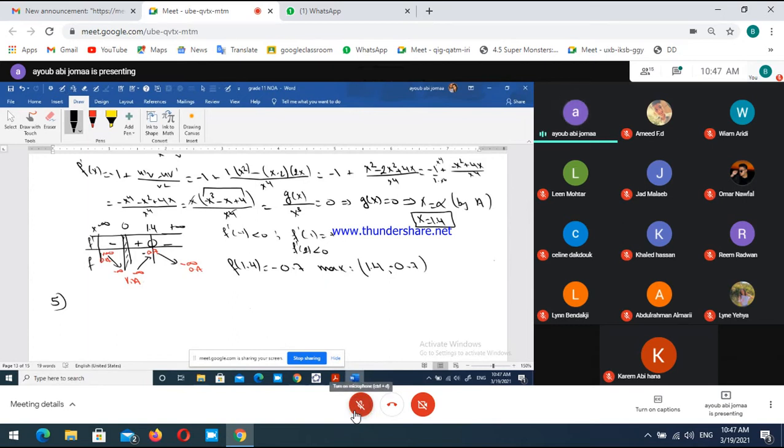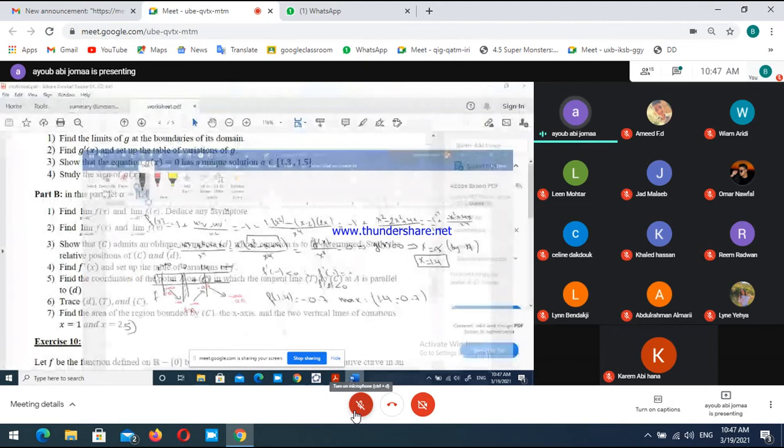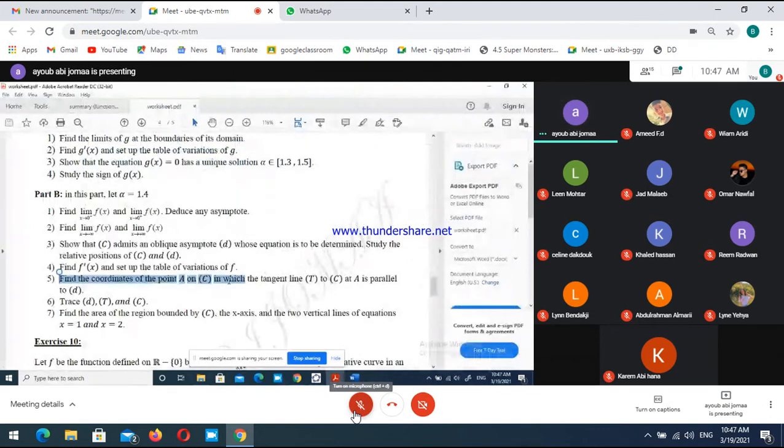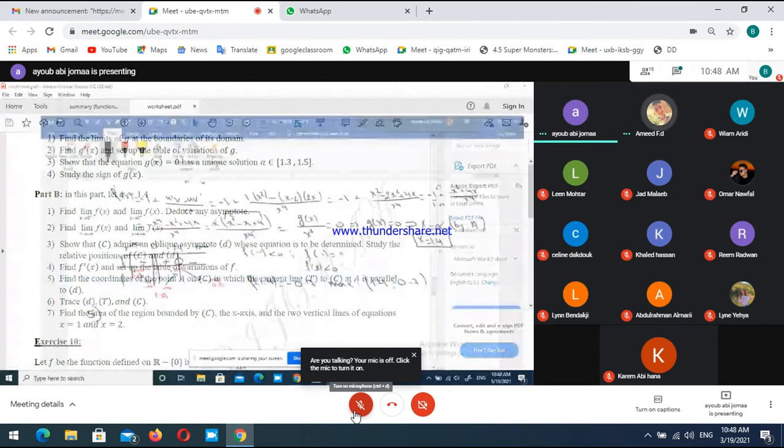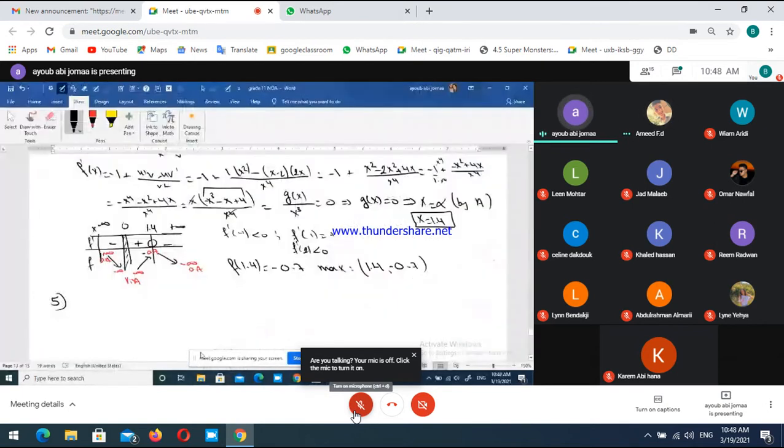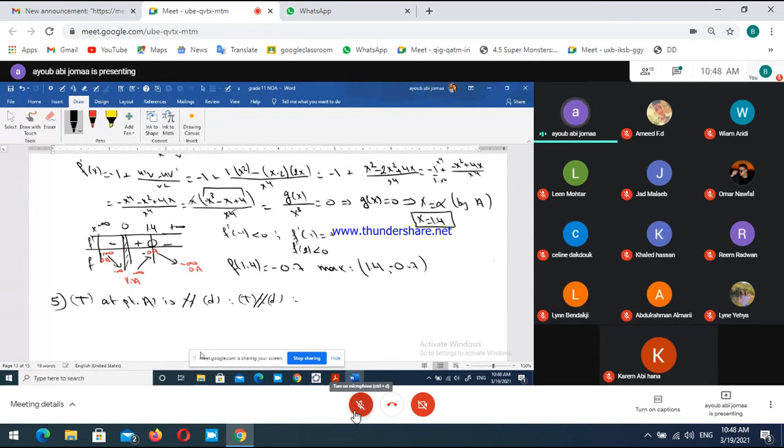Now, part 5. Find the coordinates of point A on curve C in which the tangent line at this point is parallel to line D. So the tangent line T at point A is parallel to line D. Of course here the tangent line will be of equation y equal ax plus b.